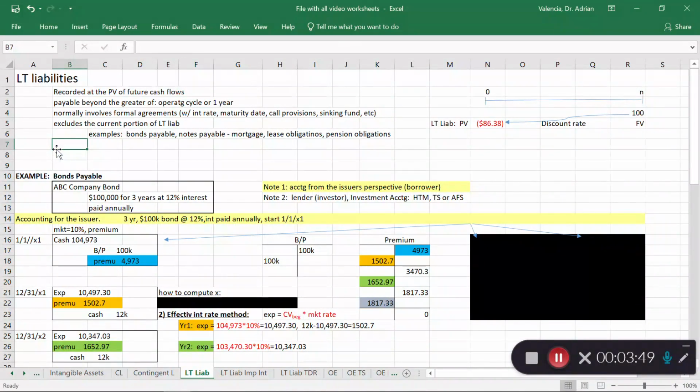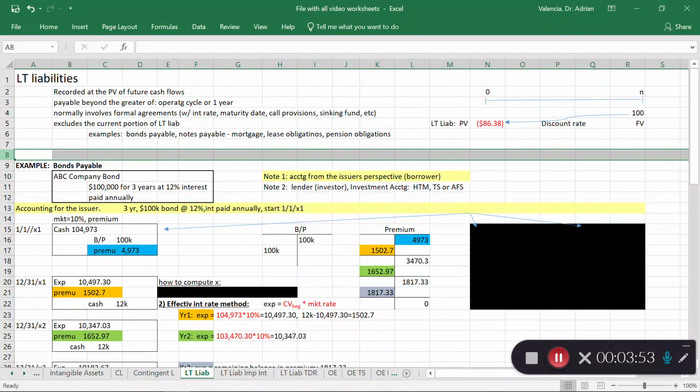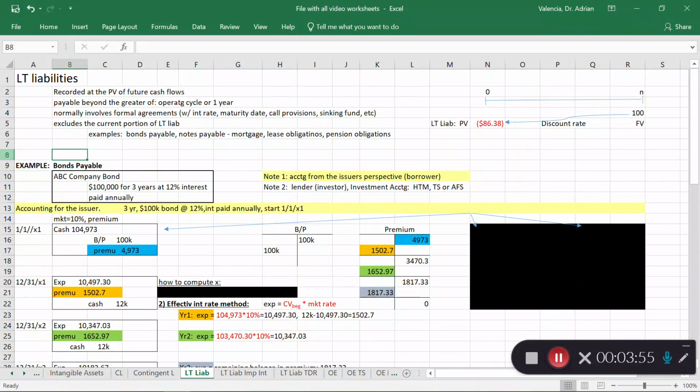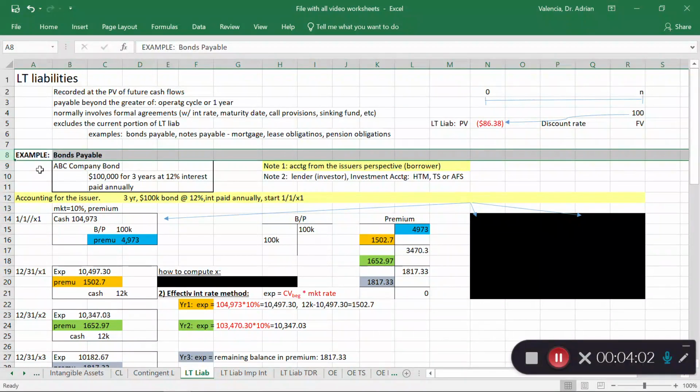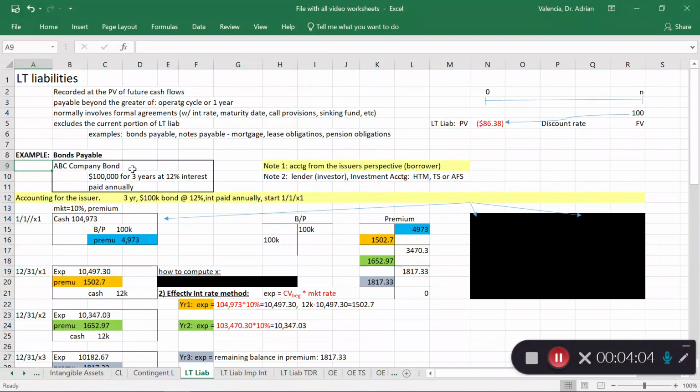Okay, so let me give you an example. What's a common example of long-term liabilities? Bonds, dealing with bonds, right? So let me give you here some information about a company. ABC Company issues a bond for $100,000 for 3 years at 12%, with interest paid annually. Okay.